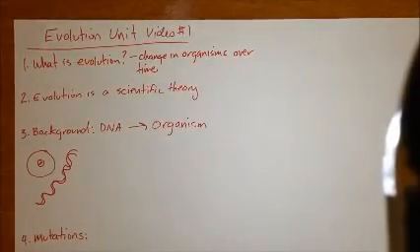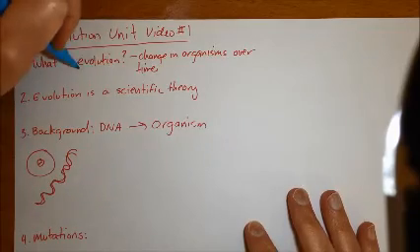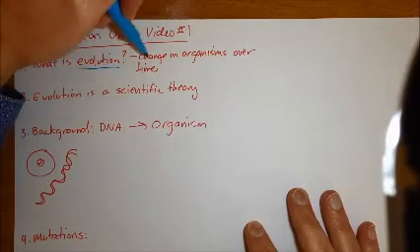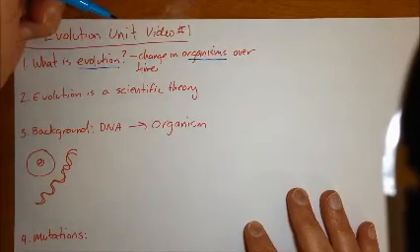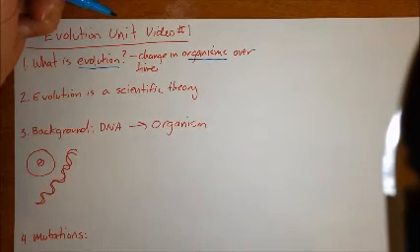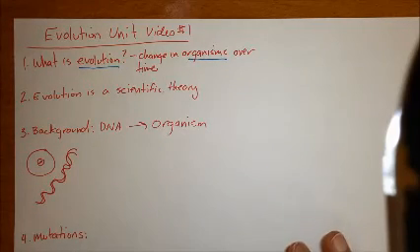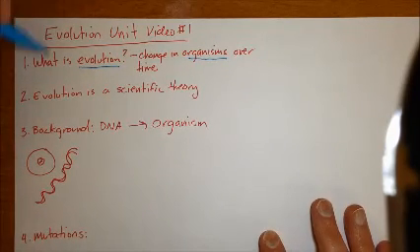Okay, this is the first video in the evolution unit. Starting off with what is evolution exactly. What that word means scientifically is change in organisms over time. If you look at organisms today, we can see based on fossils and lots of other evidence we'll be learning about in class that living things haven't always been the same, that they've actually changed over time.